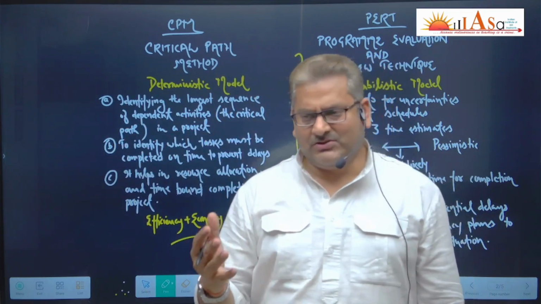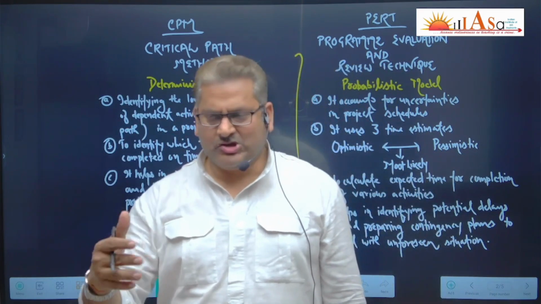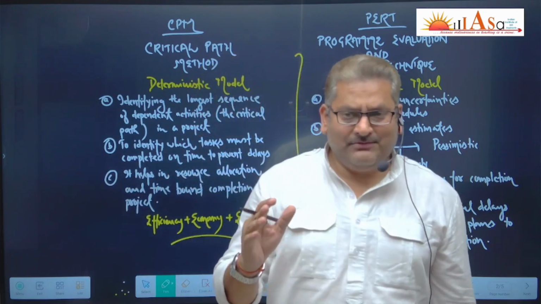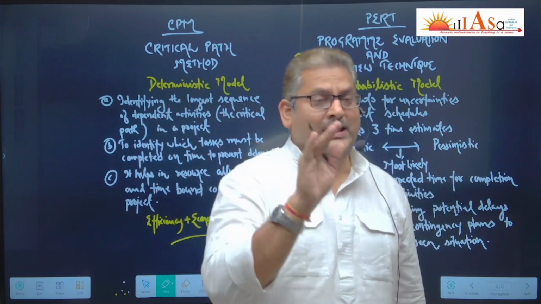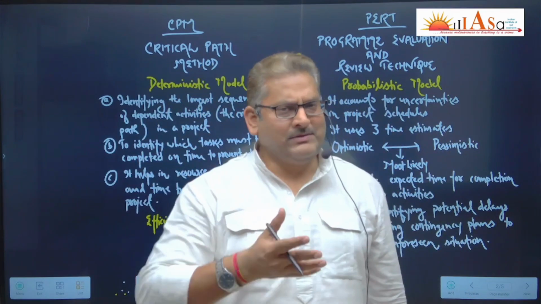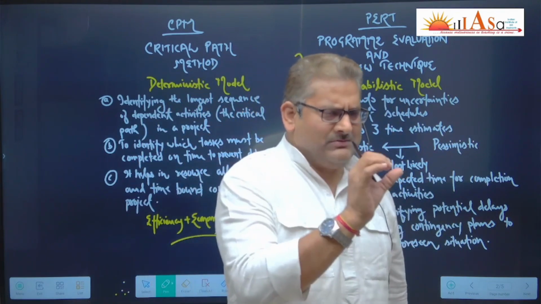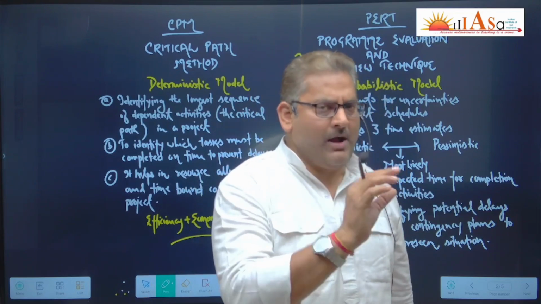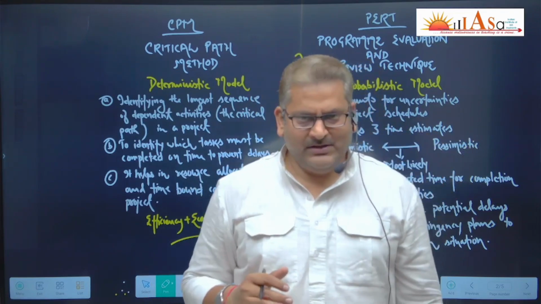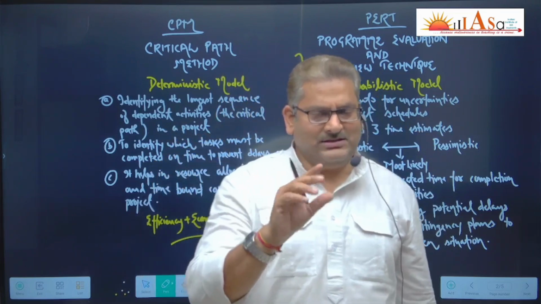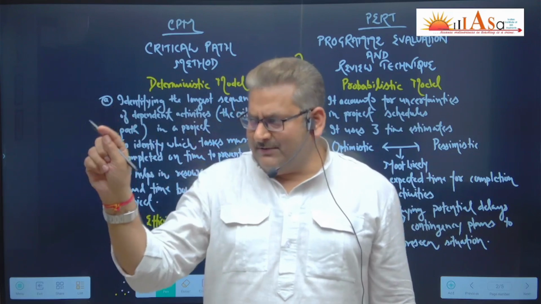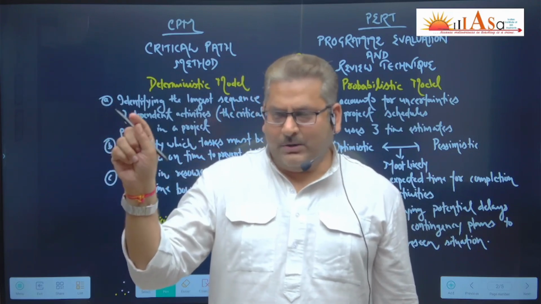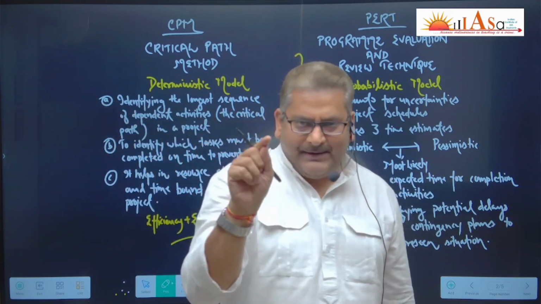Suppose there is an infrastructure project that you have taken up, construction of highways. So you will identify the longest sequence of different types of activities which are to be carried out, so that you could make a calculation that at least this much time is required for the completion of the project. So critical path method is about identifying that critical path. What is that path? The longest sequence of dependent activities.